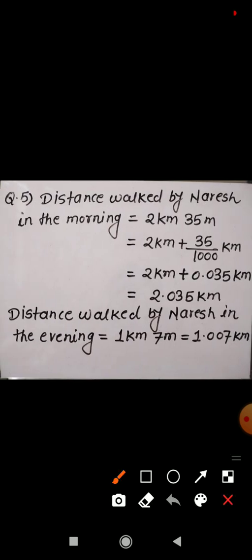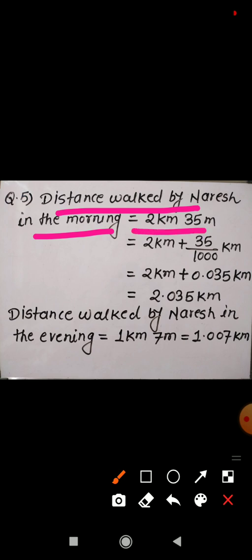Now come to the question number 5. The question is, Naresh walked 2 km 35 meter in the morning and 1 km 7 meter in the evening. Then how much distance did he walk in all? See, what is given to us in this question? Distance walked by Naresh in the morning. How much is it? 2 km 35 meter.